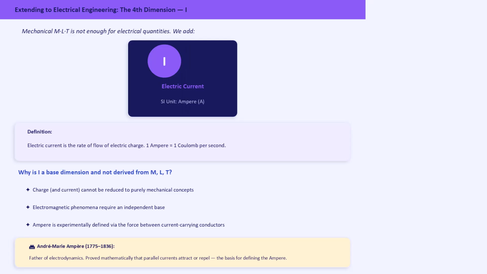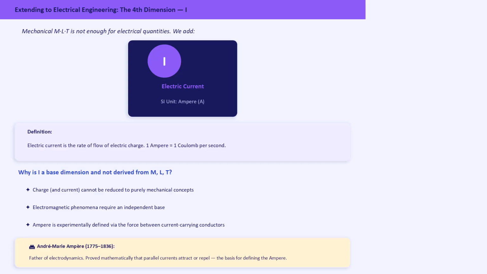The three mechanical dimensions M, L, and T are not sufficient to describe electrical phenomena. We must introduce a fourth base dimension. That fourth dimension is electric current, represented by the letter I. Its SI unit is the ampere.